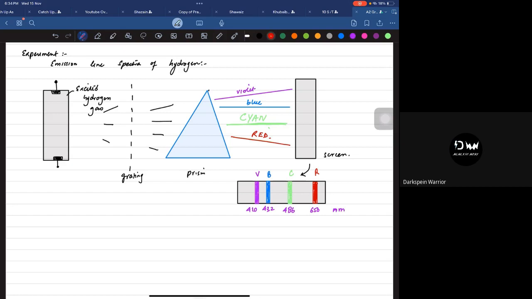These lines that form are basically bright, discrete, sharp, and unique to every gas, like that. All right, kids, do you understand that?